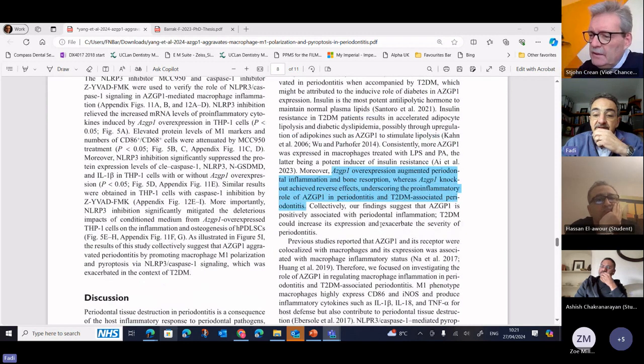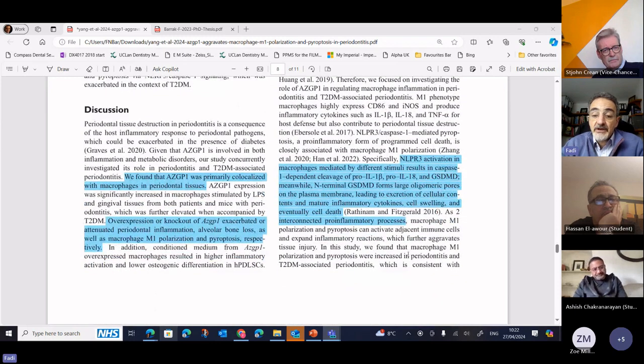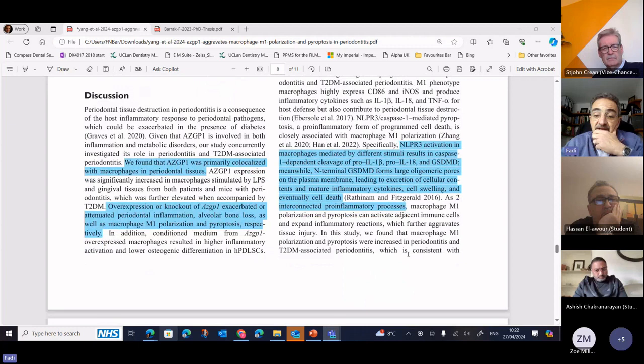The other thing they found is that the overexpression of the glycoprotein increased inflammation and bone resorption, whereas knockouts reversed the effect, underscoring the pro-inflammatory role of this in periodontitis and type 2 diabetes. But they also found it had an effect on the periodontal ligament stem cells as well. It seems to have actually affected the periodontal ligament. Here we go. It had an effect on that.